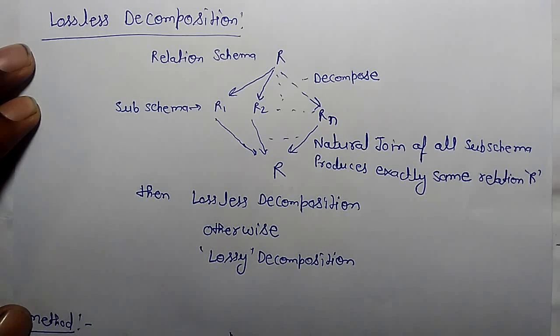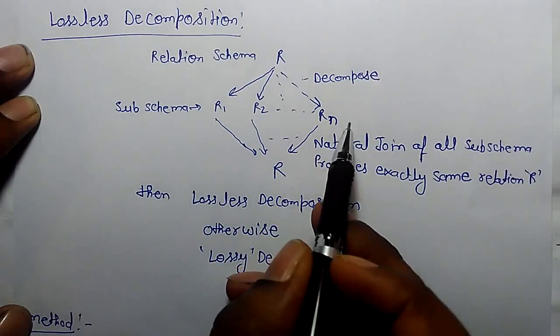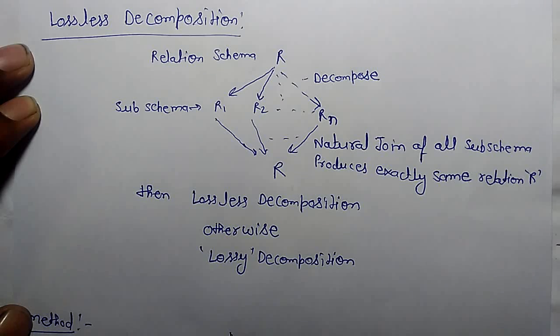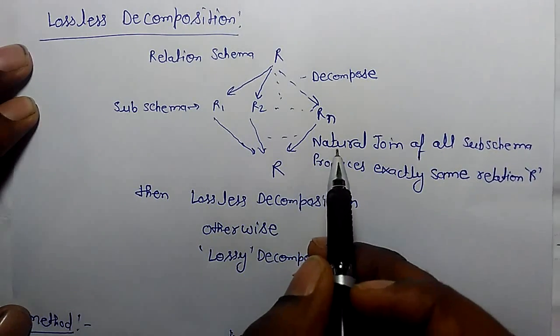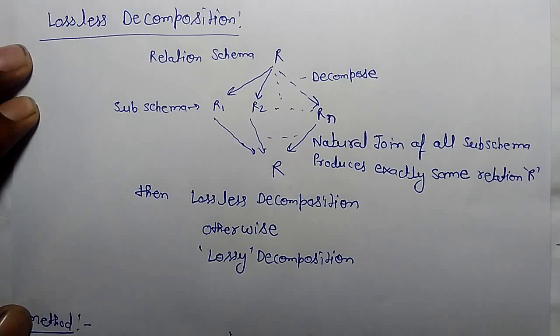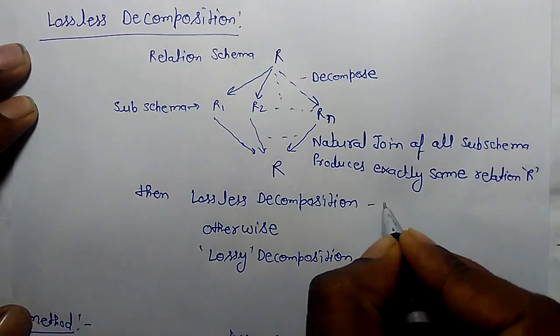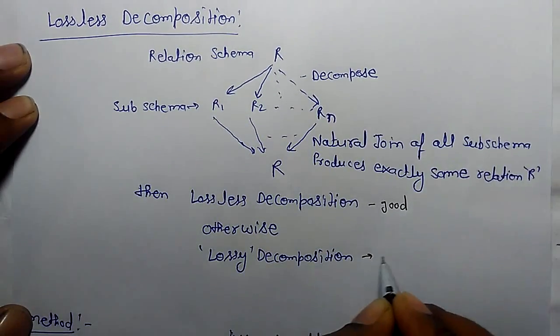If there is a relation schema R and you decompose this relation schema R into R1, R2 up to Rn subschema, how will you find this decomposition is lossless? The method is, if you perform natural join of all subschema and it produces exactly the same relation R, then lossless decomposition is performed. Otherwise, it is lossy decomposition. So lossless decomposition is good, lossy is not good.